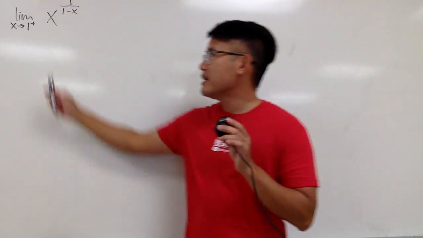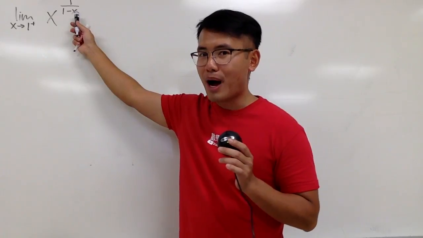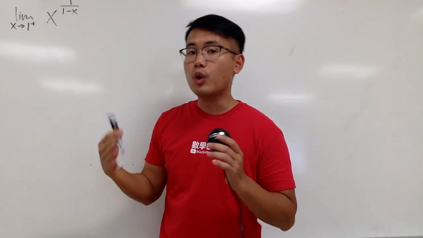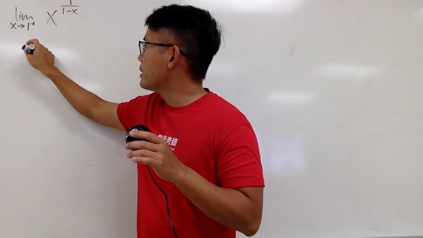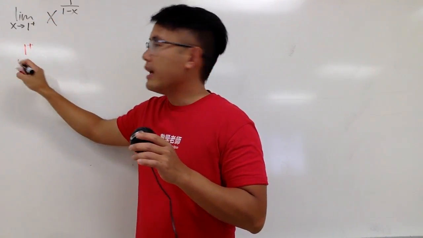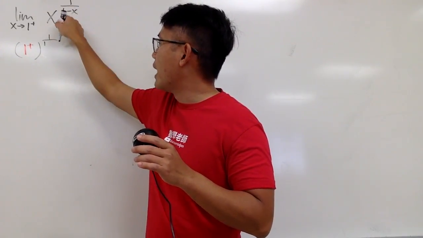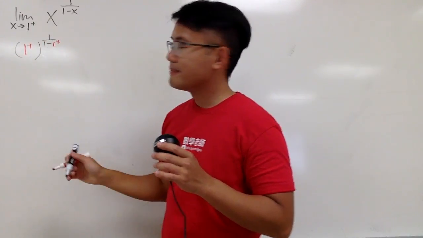Okay, we're going to find the limit as x approaching 1 plus of x to the 1 over 1 minus x power. And as always, we should just plug in 1 plus into all the x to see what we get, right? So when we do that, we have 1 plus for the base right here, and then we take this raised to the 1 over 1 minus x, and I plug in 1 plus for that.